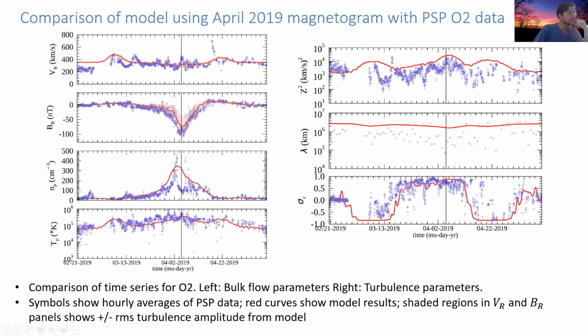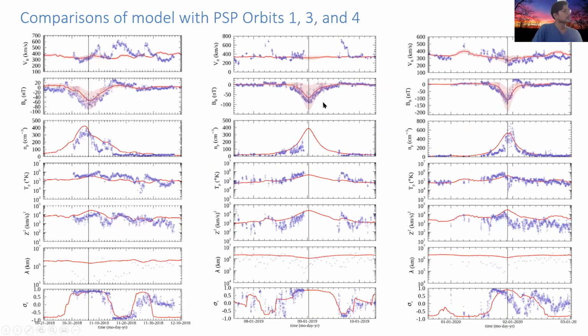What these sign changes in the cross helicity reflect are basically major heliospheric current sheet crossings by PSP. As PSP goes into a region of opposite magnetic polarity, the sign of the cross helicity changes, and it seems like the model does capture some of these heliospheric current sheet crossings as well. The other 4 orbits generally show a similar level of comparison between the model and the observations.